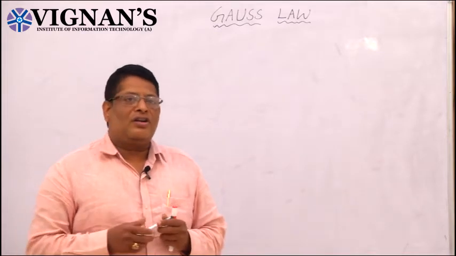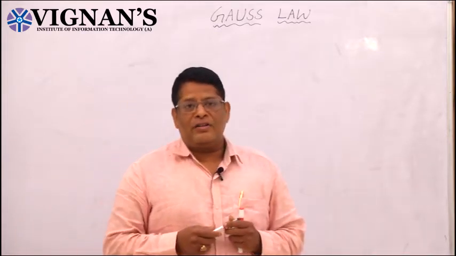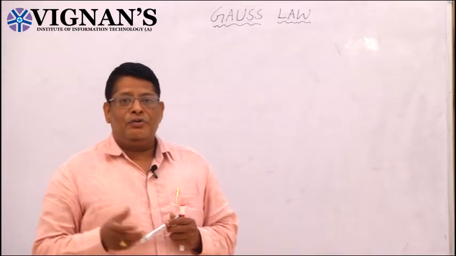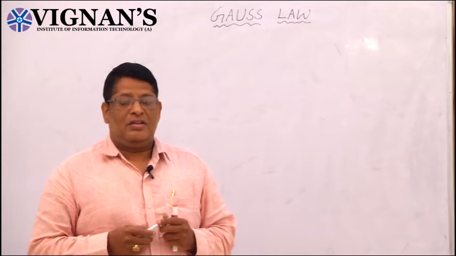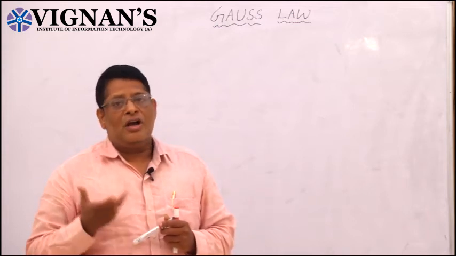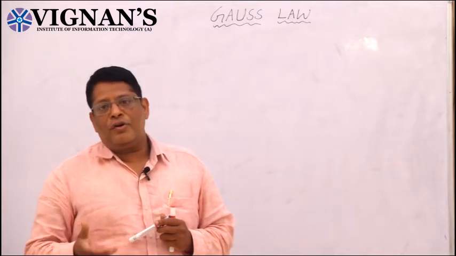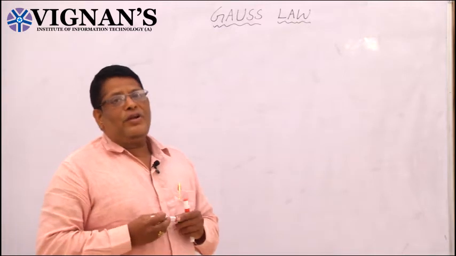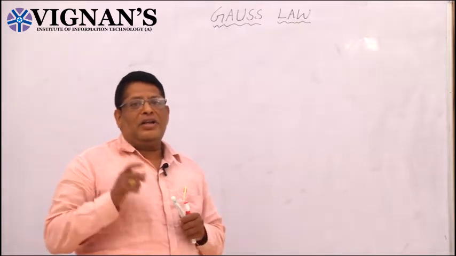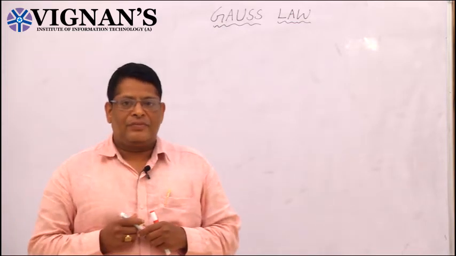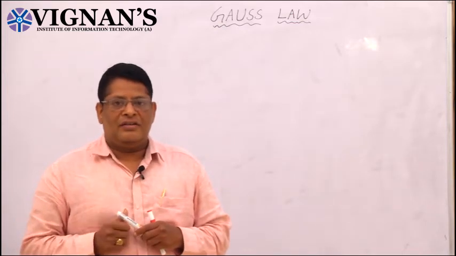By means of Gauss law also, we can find out the flux density as well as the electric field intensity due to any charge. That may be a point charge, line charge, sheet charge or volume charge. That we are going to see after the Gauss law. So before entering into the Gauss law, there is one important term, that is flux density. That we are going to see here.